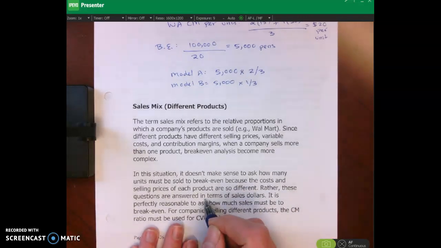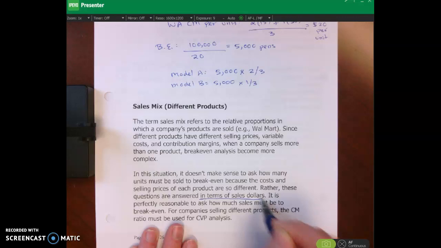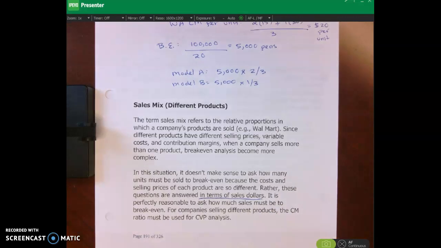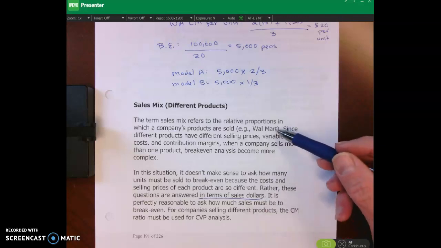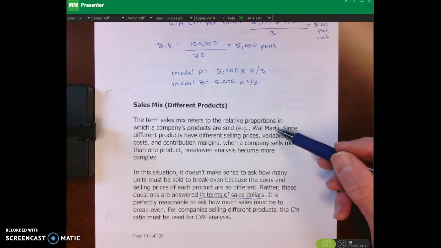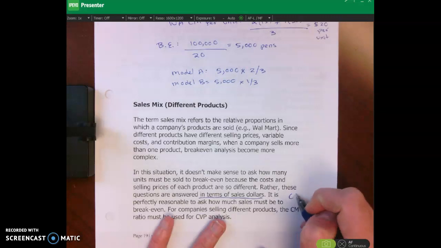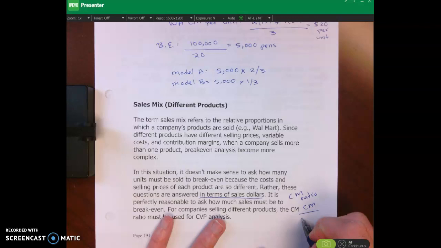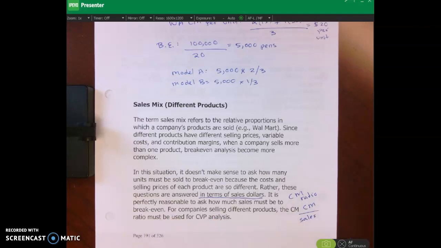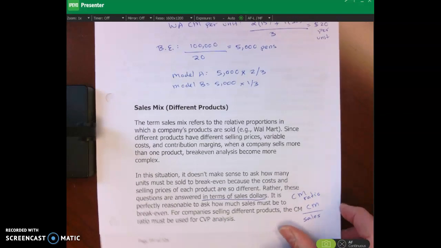So what we need to do is estimate. We need to talk about break even not in terms of units, but only in terms of total sales dollars. To solve this type of problem, where a company sells a lot of very different products and can't estimate the sales mix, we'll take a different approach and use the CM ratio. Remember, that is contribution margin divided by sales. That's how we calculate the CM ratio.